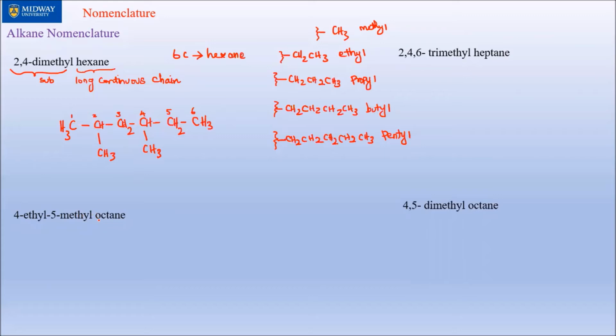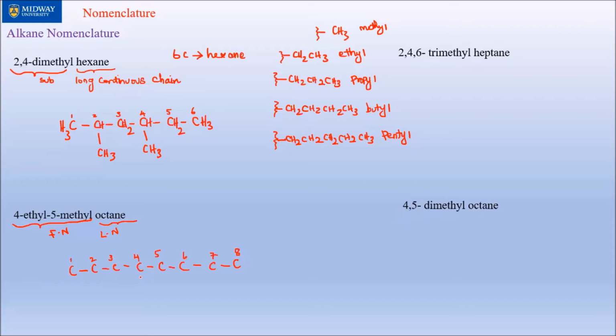Let's do 4-ethyl 5-methyl octane. Again, the space indicates this is your last name. This whole thing is your first name. I'm just going to call it first name or your substituent, and last name or your long continuous chain. So octane means we got 8 carbons, 1, 2, 3, 4, 5, 6, 7, 8. Again, it doesn't matter which side you start numbering. I'm just going to go 1, 2, 3, 4, 5, 6, 7, 8.